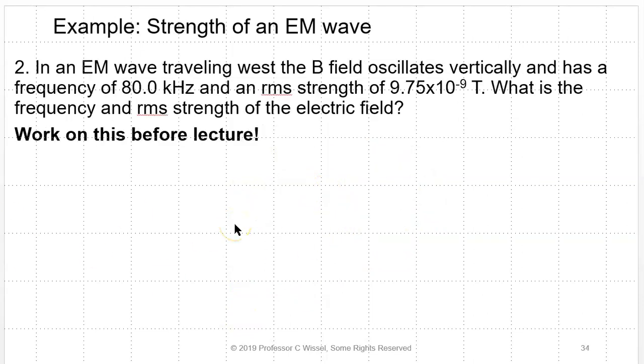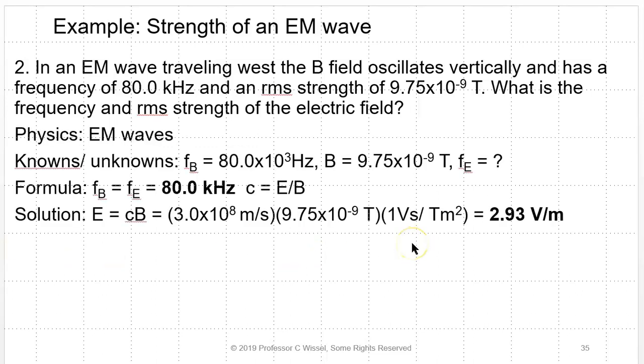Now we have an electromagnetic wave that's traveling west. The magnetic field is oscillating vertically and has a frequency of 80 kilohertz, an RMS strength of 9.75 times 10 to the minus 9th Tesla. What is the frequency and RMS strength of the field? The physics of this is electromagnetic waves. Write down the knowns, 80 kilohertz. Convert that to SI right off the bat. The magnetic field is 9.75 times 10 to the minus 9th Tesla, and we want to know the frequency and the RMS strength. The frequency, that's a trick question. They gave you the frequency of the electromagnetic wave.